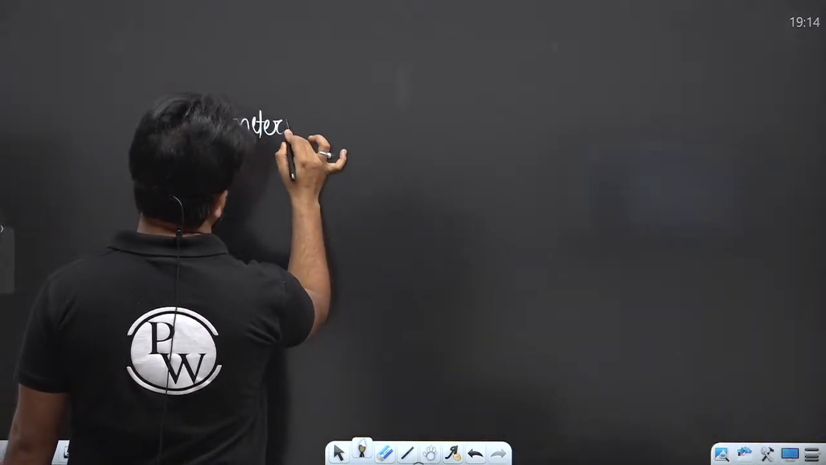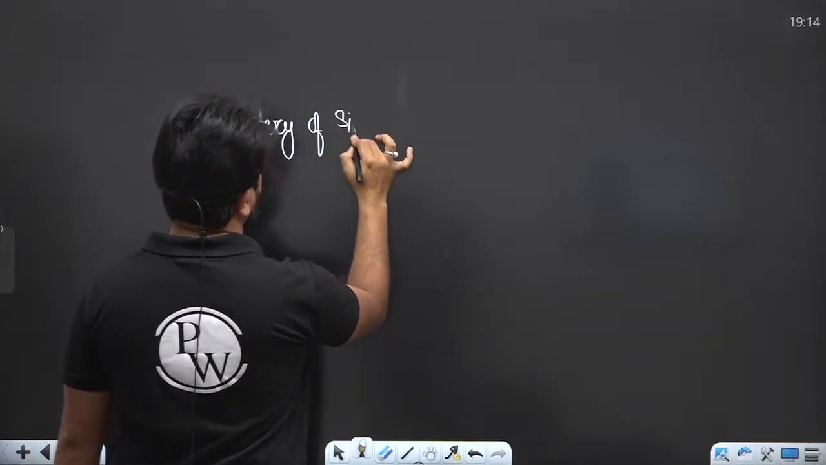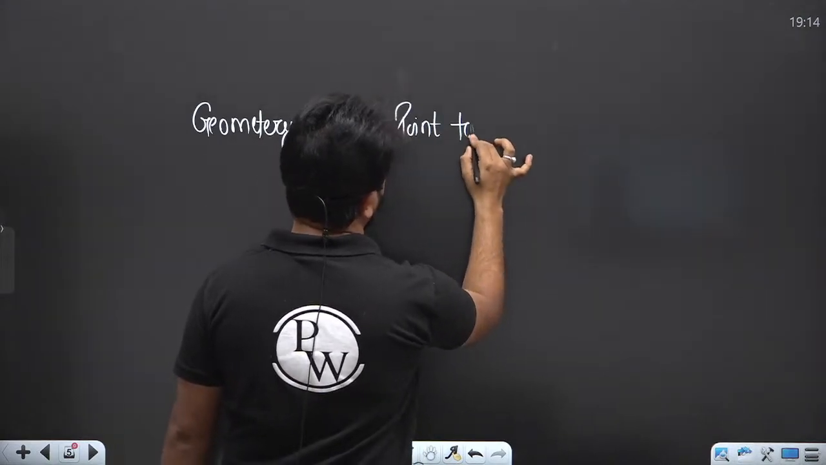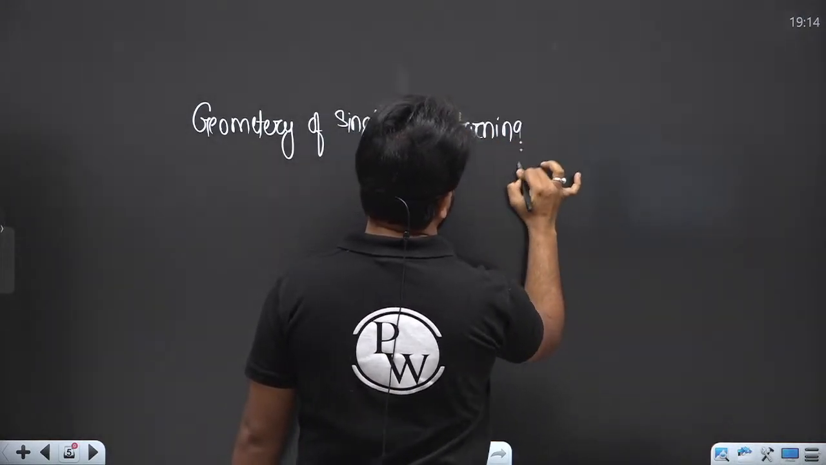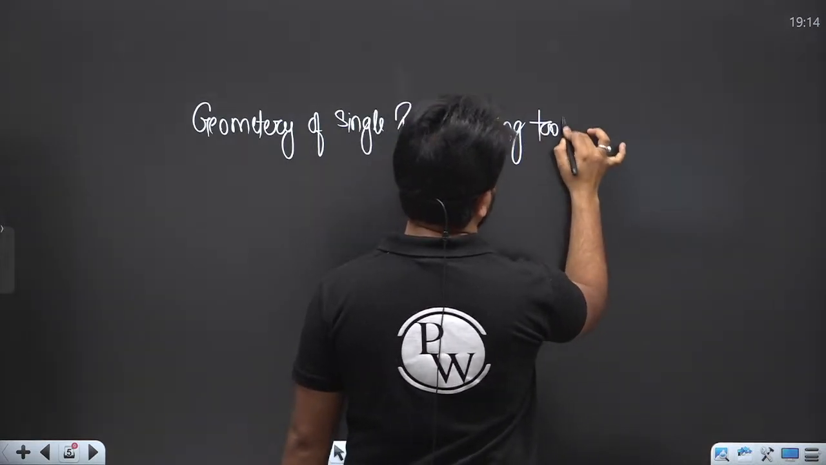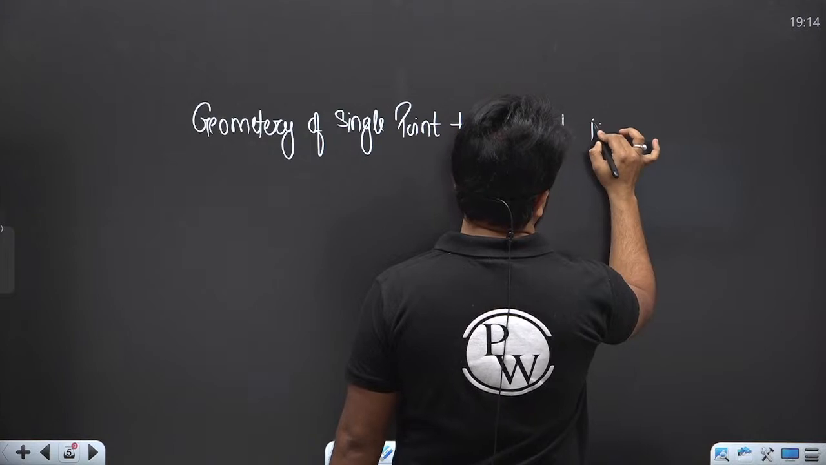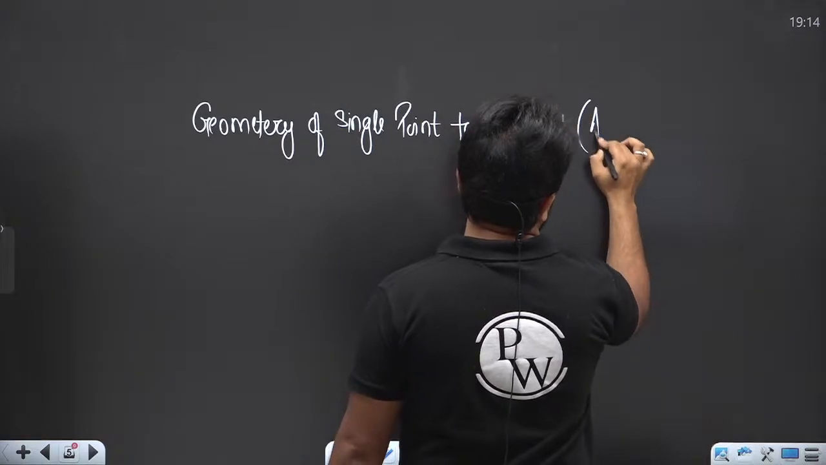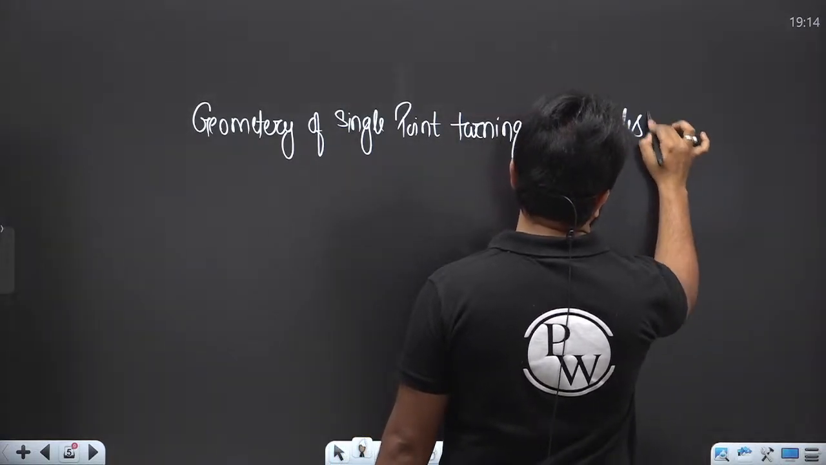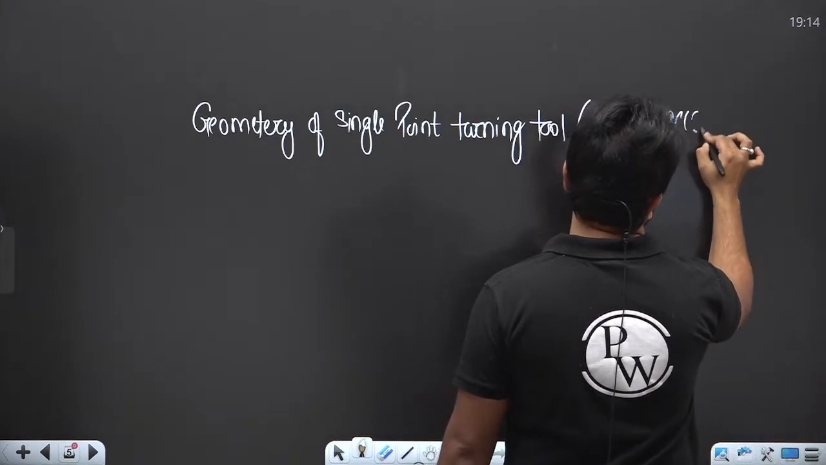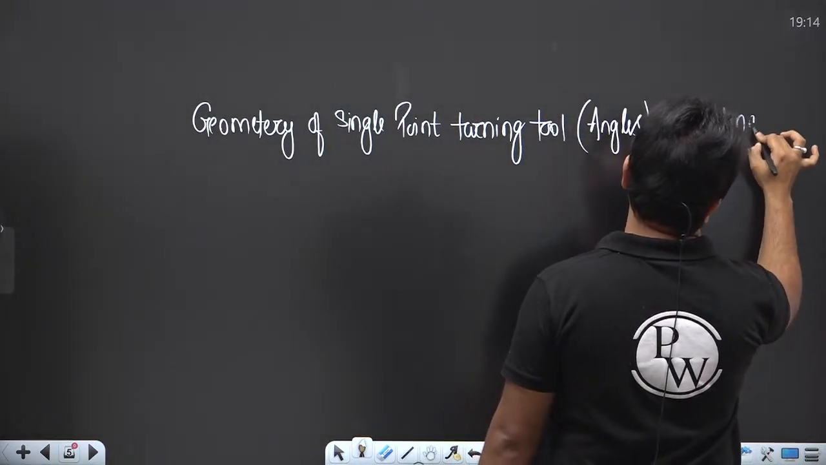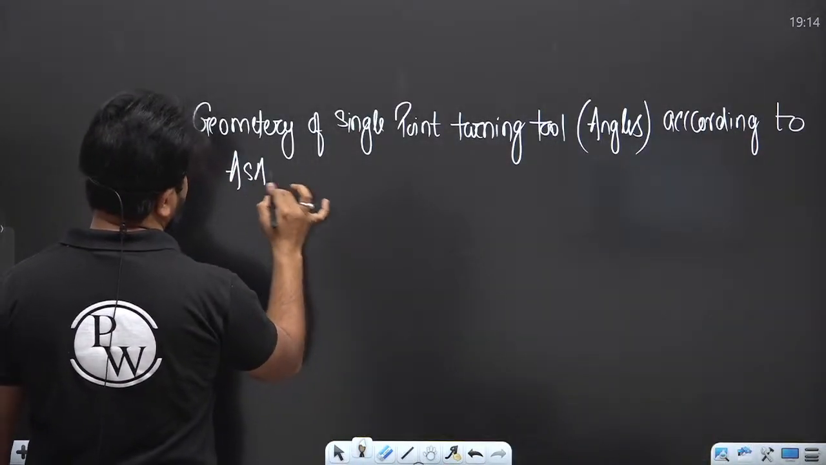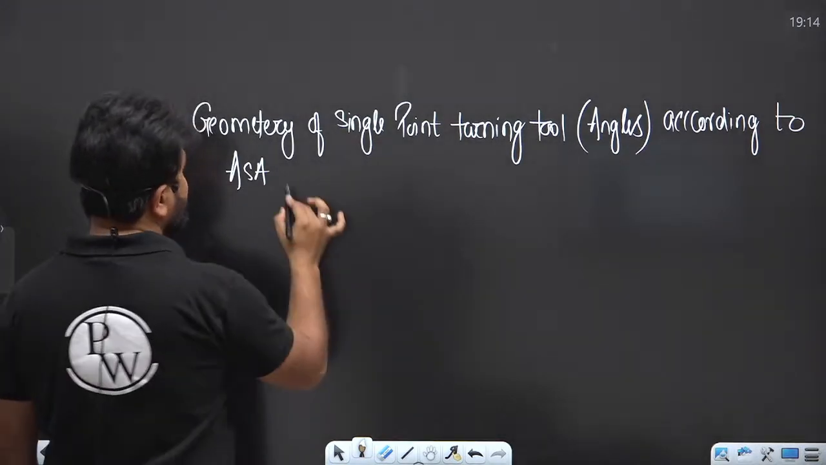Geometry of single point turning tool. In the geometry of a single point turning tool, I'm talking about the angles, according to the ASA system, American Standard Association system.